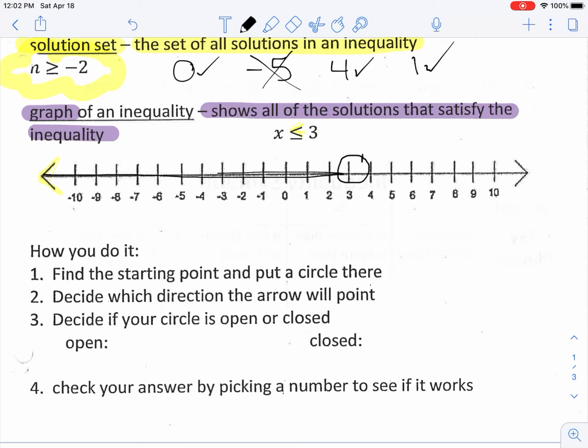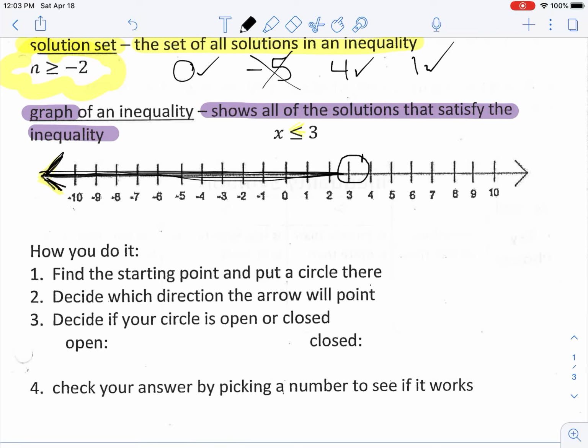So what you're going to do is you're going to take your pencil or your stylus and you're going to highlight your entire line going all the way to the arrow. Because what that's doing, anywhere that your line is darkened, is going to show that any of those numbers could be a solution.